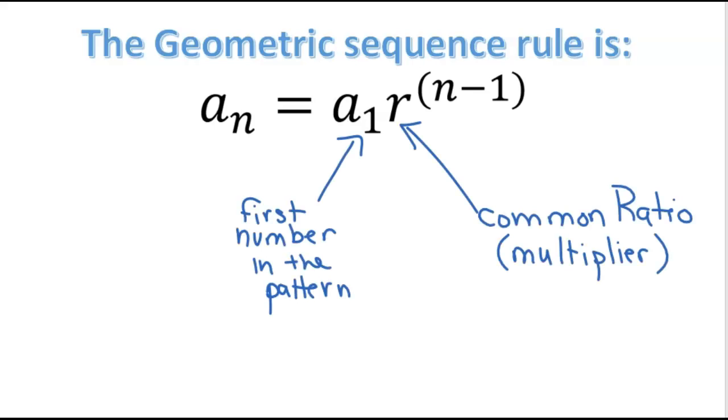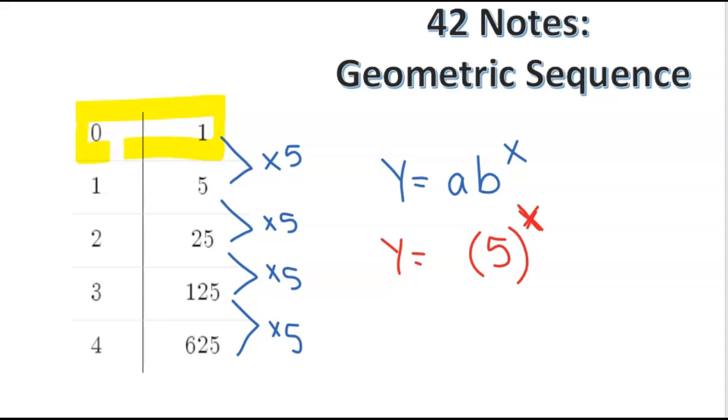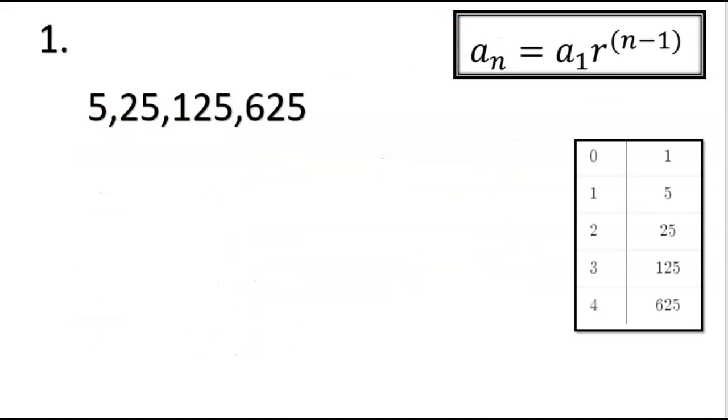So write this down. This is the rule for a geometric sequence, and the A1, the A sub 1, is how you say that, is the first number in the pattern. R is the multiplier, but when we have a geometric sequence, we call that multiplier a common ratio. N minus 1, N is the number of the pattern, and I'll show you what I'm talking about in this next example. This is the same example that we were looking at back on this screen, and I rewrote it over here. You don't have to copy the table down because you already did that. This is y equals 5 raised to the x power.